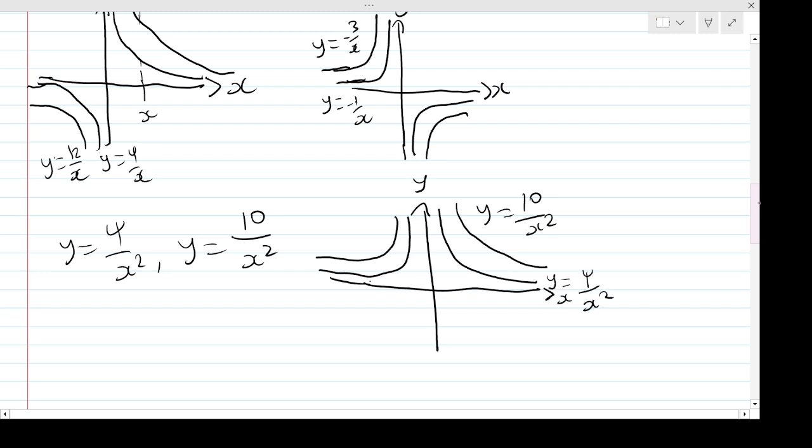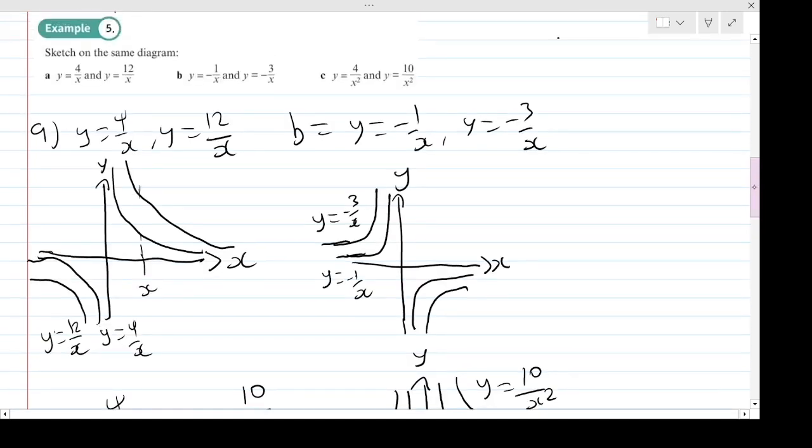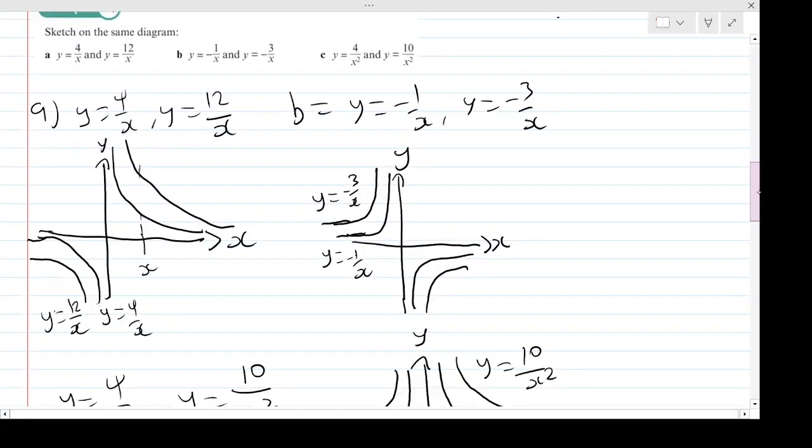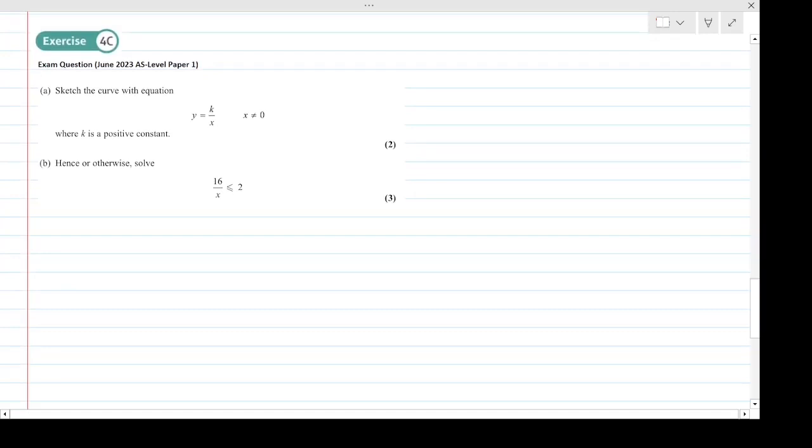Cool. So yeah, they could throw you different multiples, but you just need to know the graphs, right? The 1 over x, minus 1 over x, 1 over x squared, and minus 1 over x squared. Once you know that, you're golden. But yeah, cool. That's the general gist. So we're going to leave off with an exam question then, not too much. So firstly, in this one, it's asking us to sketch the curve y equals k over x.